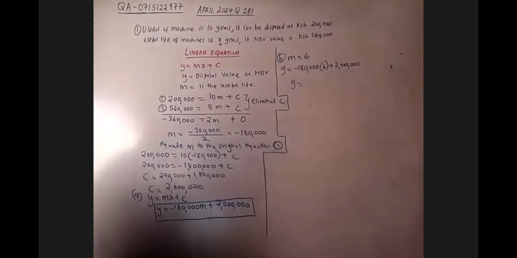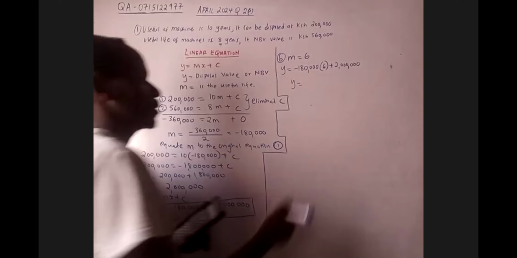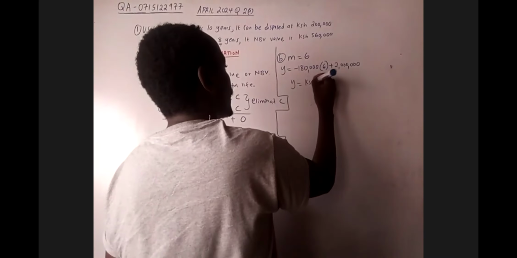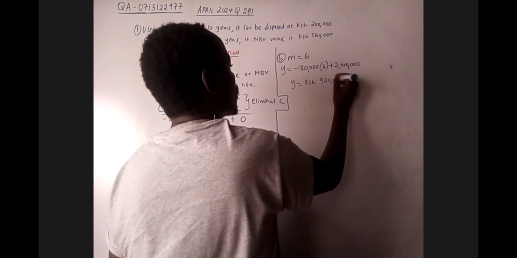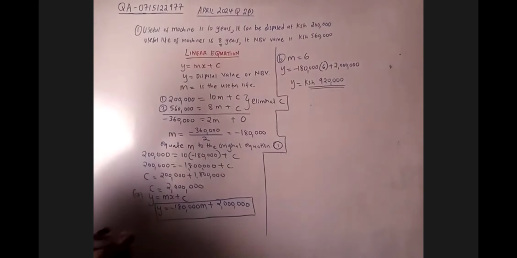So what will be the value of that machine? It will be minus 180,000 times 6 plus 2 million, which is 920. So in Kenya shillings, 920,000.